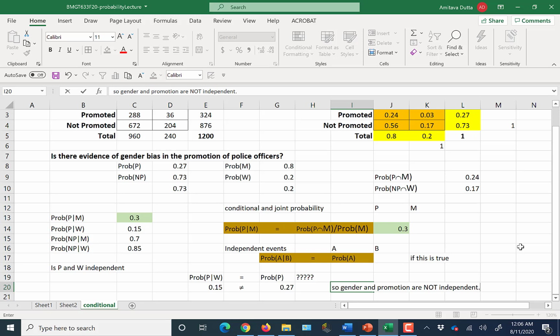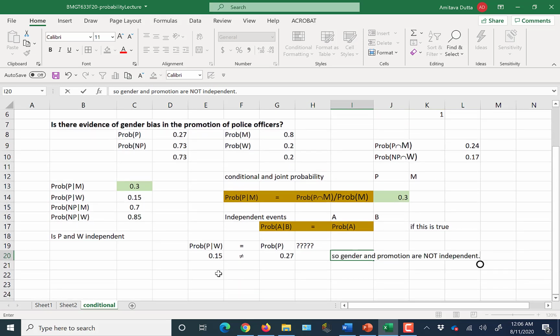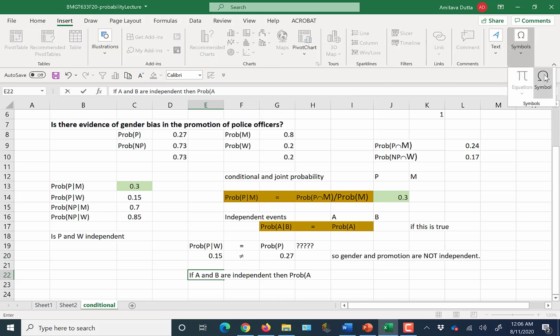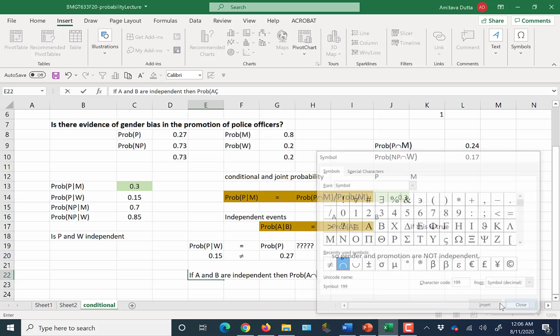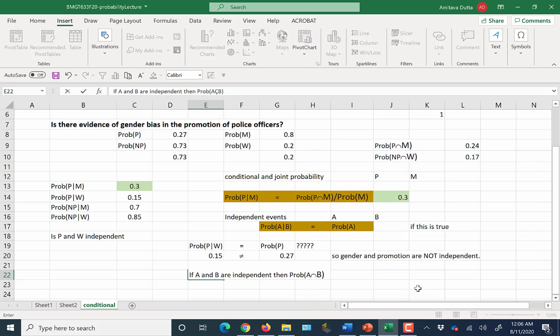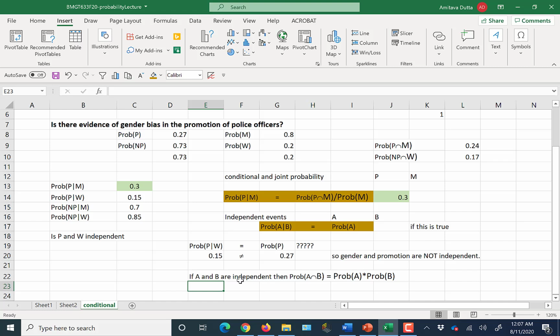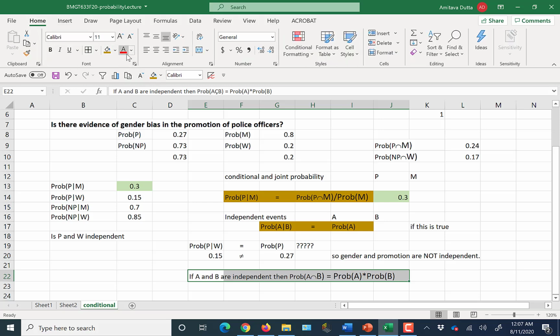Okay, so this is the concept of independent events. And when two events turn out to be independent, so if A and B are independent, then probability of A and B, the likelihood of the two of them occurring at the same time, is equal to the probability of A multiplied by the probability of B. Okay, so this is the famous multiplication rule of independent events. So let me boldface this.